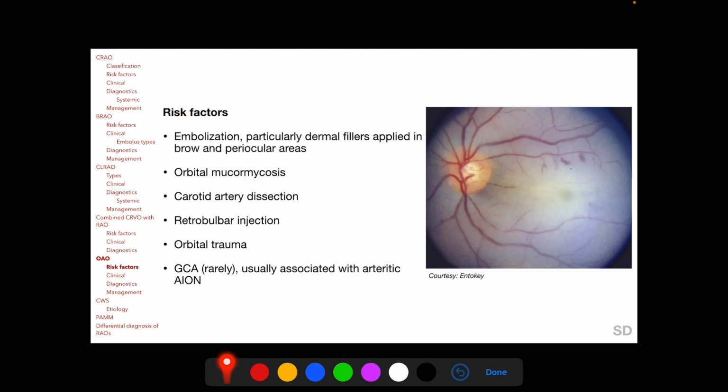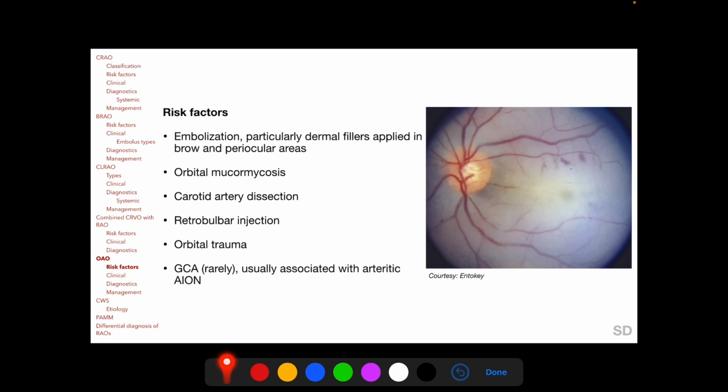Risk factors of ophthalmic artery occlusion include embolization, particularly injection of dermal fillers for facial rejuvenation in the brow and the periocular areas, and when these dermal fillers are inadvertently injected intraarterially, they may migrate in a retrograde fashion and reach the ophthalmic artery through communicating channels. Orbital mucormycosis, carotid artery dissection, retrobulbar injections, and orbital trauma can also cause ophthalmic artery occlusion.